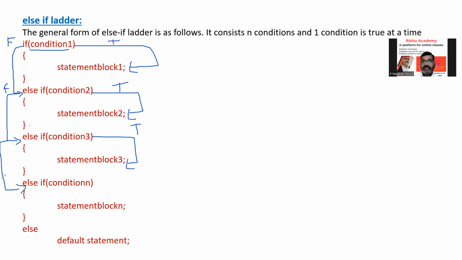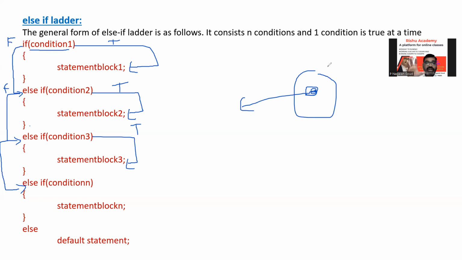Right? Assume that the condition is true. After the condition, the statement block will be executed. After executing the statement block, the control moves out of the else if ladder. That is the execution procedure of else if ladder. It has n number of conditions and one condition is true. If the condition becomes true, then the corresponding statement block will be executed.